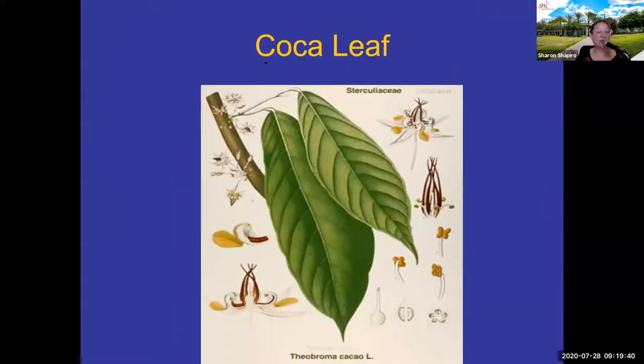Next. Okay. So actually, in the marijuana and the tobacco videos, I was talking about where the active ingredient comes from. Like we saw in tobacco, the molecule nicotine is found in the leaf, but in marijuana, it's found in the flower. Well, here's another plant. And in cocaine, the molecule that we're going to think of, the active ingredient in cocaine, is actually also found in the leaf.